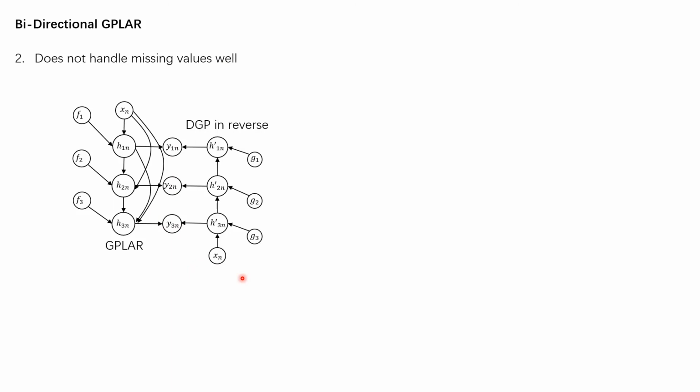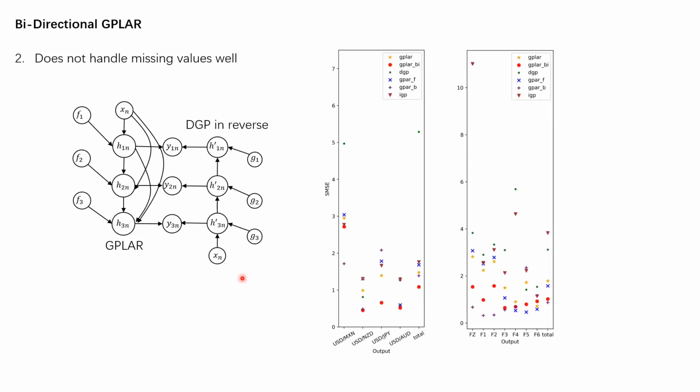Experiments on real-world data comparing bidirectional GPLAR, denoted by red dots, and single-direction GPAR, denoted by blue and purple crosses, have shown the former's superiority with lower standardized mean square error over all outputs regardless of ordering, especially when noise is significant. GPLAR also performs significantly better than independent GPs and deep GPs, denoted by brown triangles and green dots.